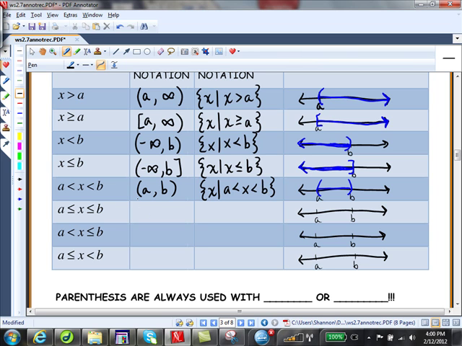And then here, if you include both, you would have the square brackets around them. And this would change to a less than or equal to x, and x is less than or equal to b. And the graph will have the brackets, and everything in between.